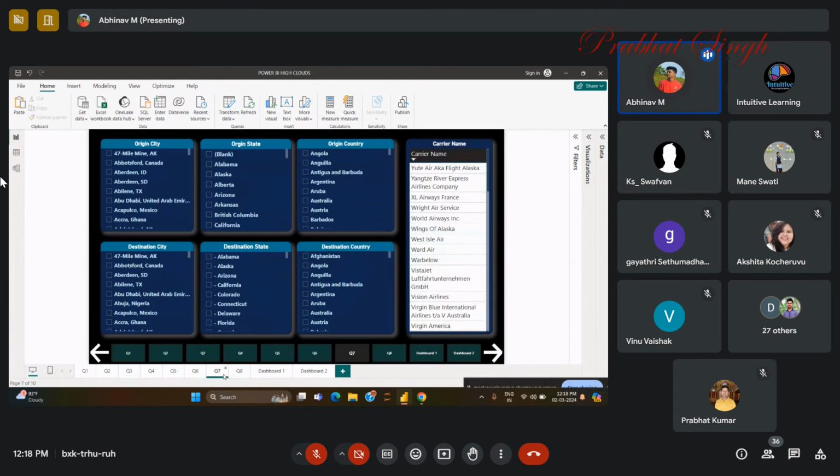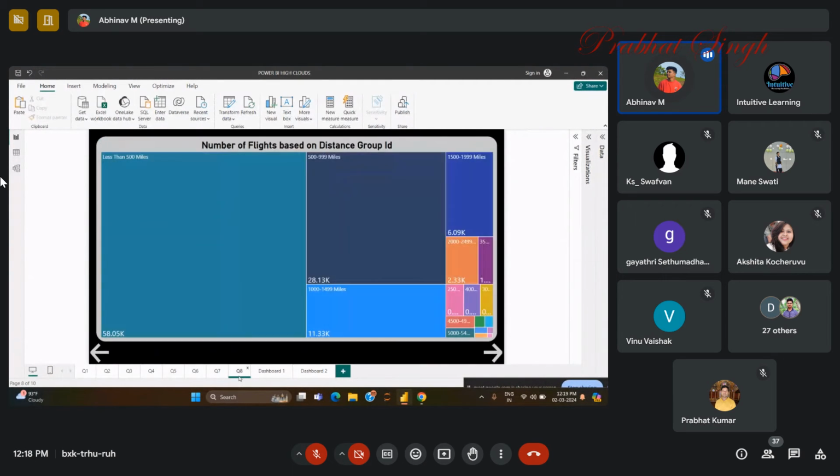Moving to question 7. Here we have filters for origin city, origin country, and origin state, and we can find out the destination city, destination state, and destination country. And we are moving to question 8. In this KPI, we have number of flights based on distance group ID, and we are moving to the dashboard.